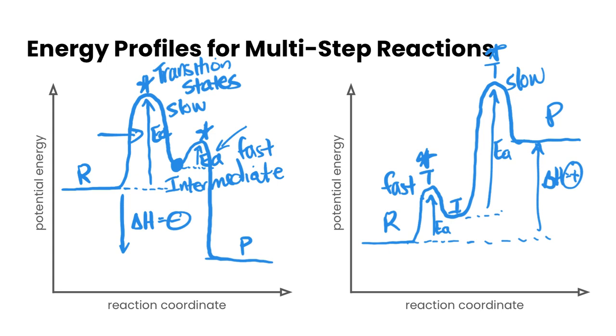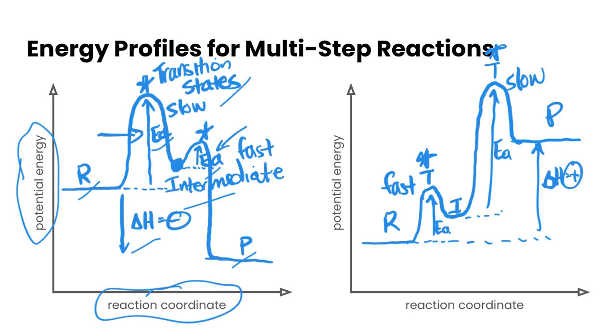So it's important that we're able to label our reactants, our products, our transition states, our intermediates, our activation energy, our delta H's, and then also including potential energy and our reaction coordinate on our axes. So these are all important pieces of an energy profile for a multi-step reaction. So that's how we use reaction mechanisms, multi-step reactions to determine rate laws.